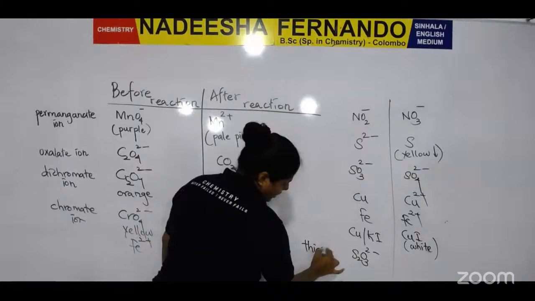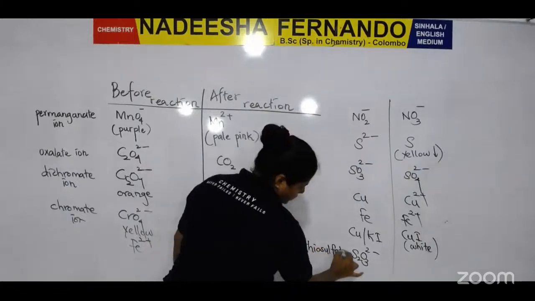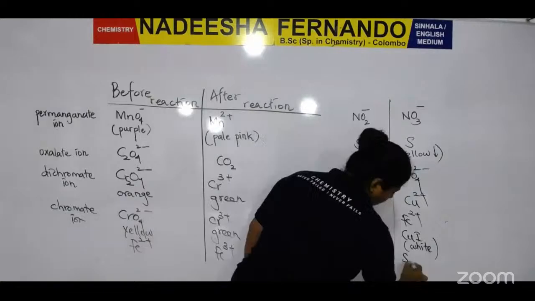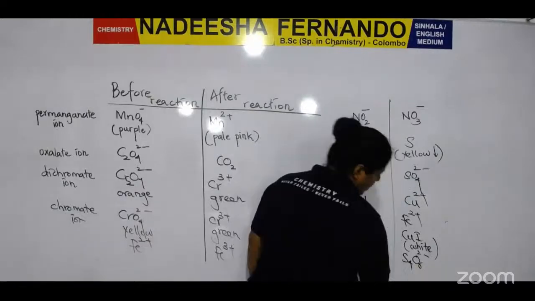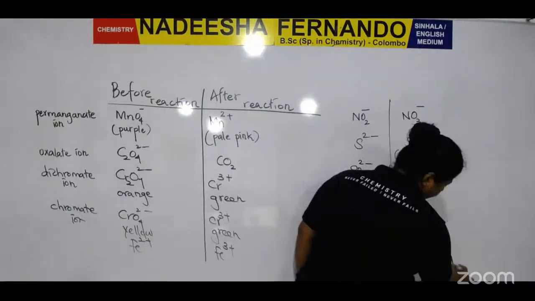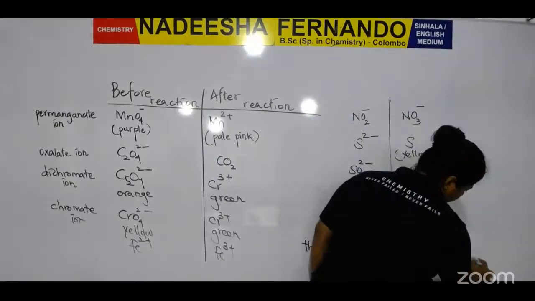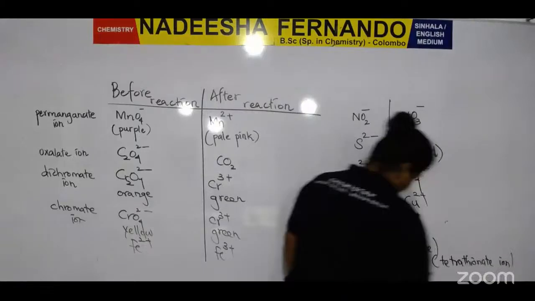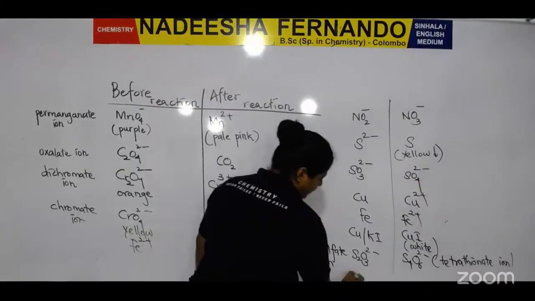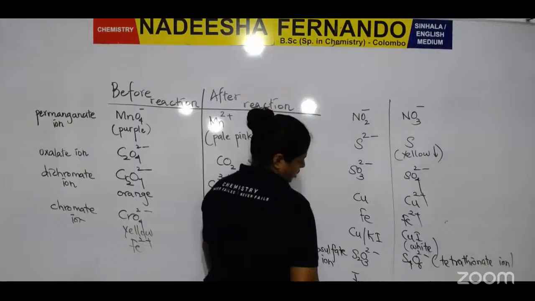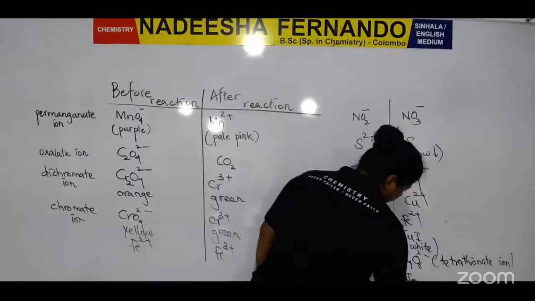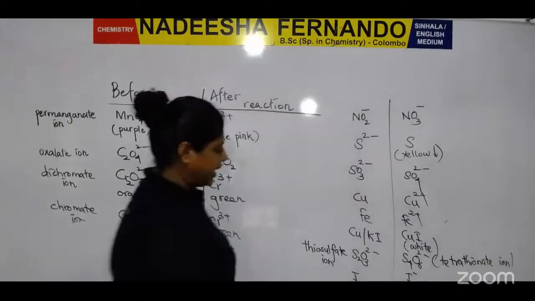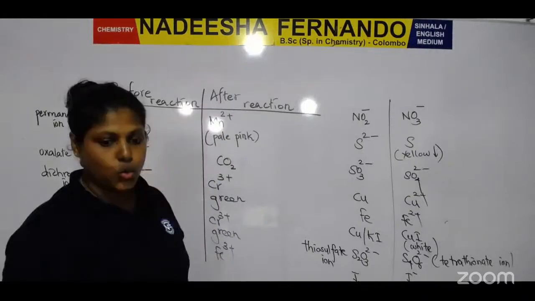S2O3 2 minus we call thiosulfate. The thiosulfate ion changes to S4O6 2 minus, which we call the tetrathionate ion. Then we have I2, which goes to I minus.